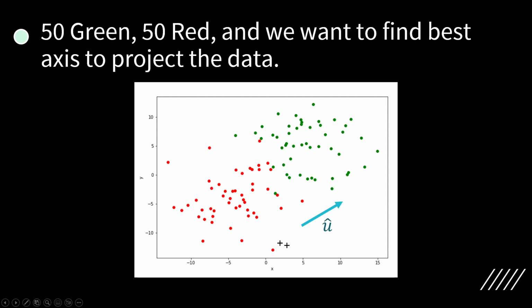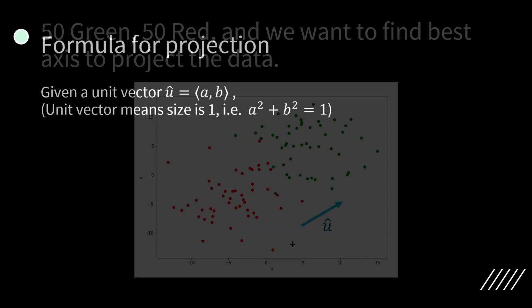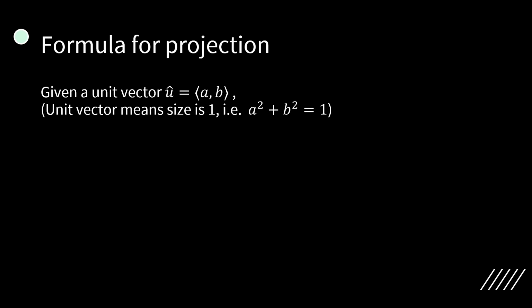If you project the entire data set onto this axis given by the blue arrow, you have the most widely spread projection with the smallest overlapping region relative to the size of the spread. But how do we find it using math? Well, to do that, you need to know the formula for projection.